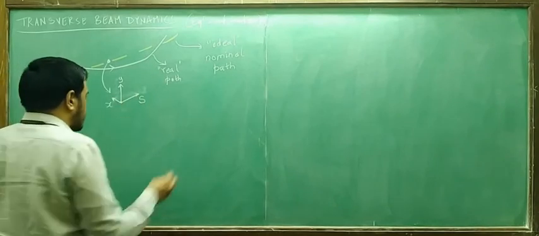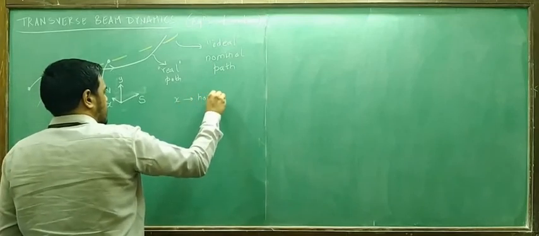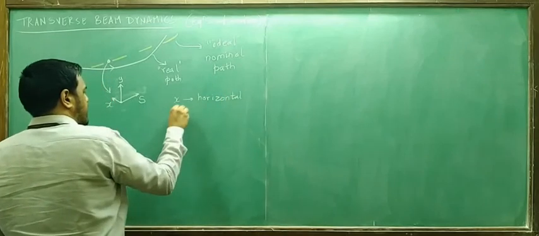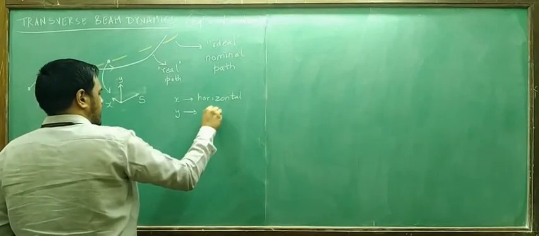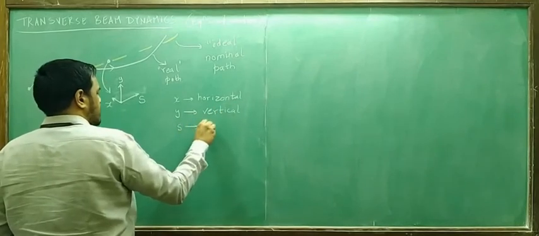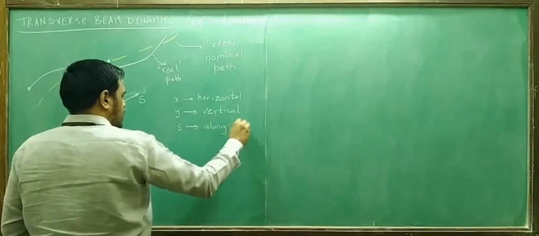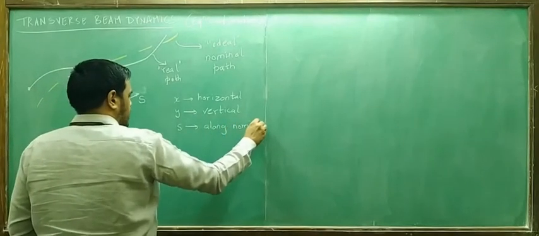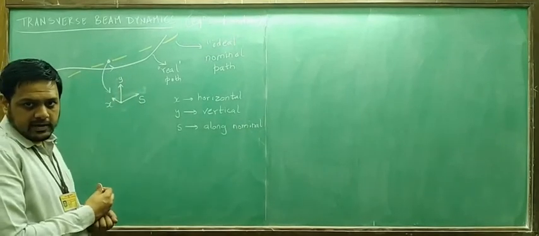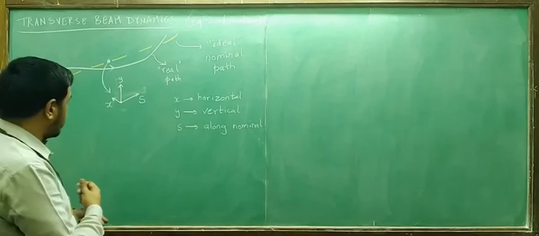X is horizontal. So basically, x is the horizontal deviation from the nominal trajectory. Y is the vertical deviation from the nominal trajectory, and s is the coordinate along the nominal trajectory. These are the three coordinates which we will choose. Just x, y, and s, just as we have defined them here.